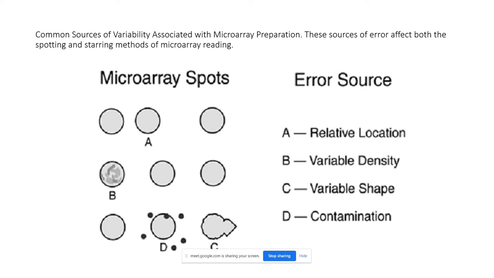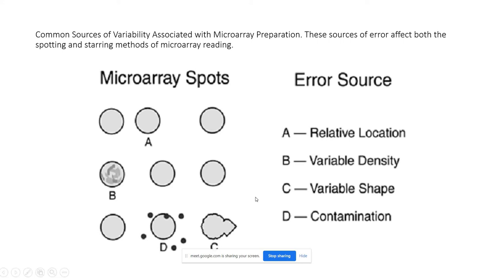If one spot has more DNA, obviously it will show more hybridization or more expression, more intensity. If the spot contains a low amount of DNA, it can show low expression, but that is the source of error. Each spot should contain an equal amount of DNA. So density may vary.